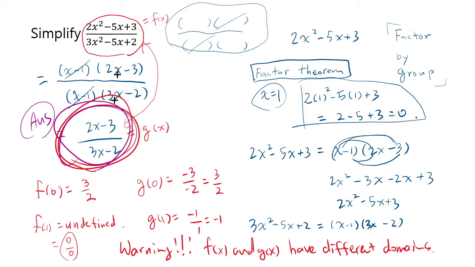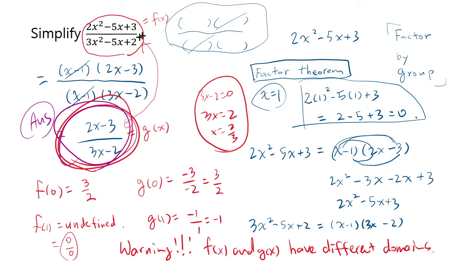These expressions, you're allowed to plug in anything as long as it doesn't make the denominator 0. So for this one, you can't plug in 2/3. 2/3 will make this one a 0, right? 3x minus 2 equals 0, 3x equals 2. So 2/3 is not allowed. So both of these functions do not allow 2/3.